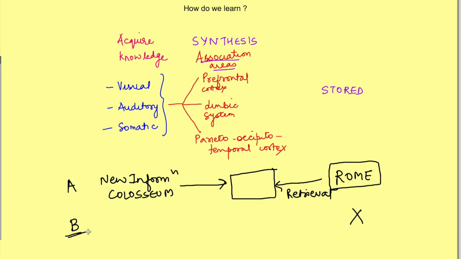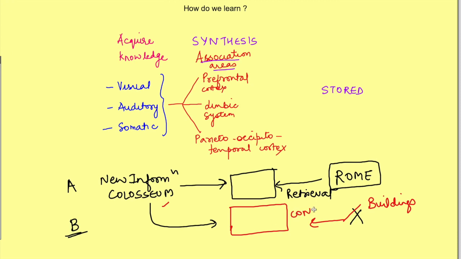But what about the first person? Is his brain blank? No, it's not like that. See, this person has some information about some other aspects, maybe the size of the buildings, the types of the buildings, and he will retrieve that kind of information, anything associated with the new information, and his synthesis of new information will take place in that particular context.